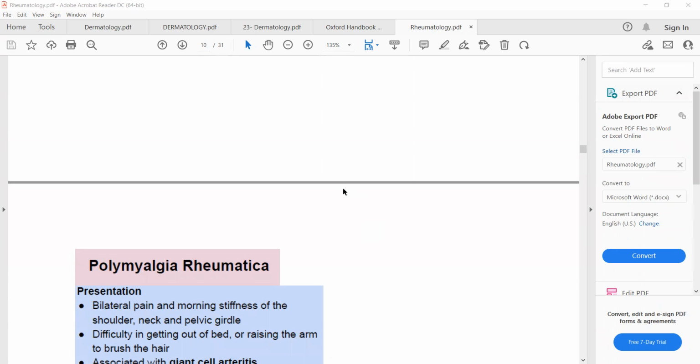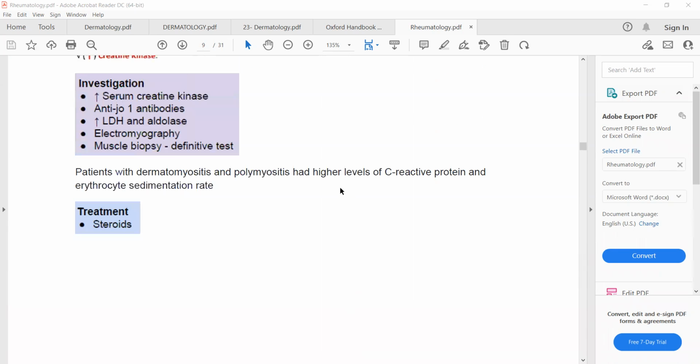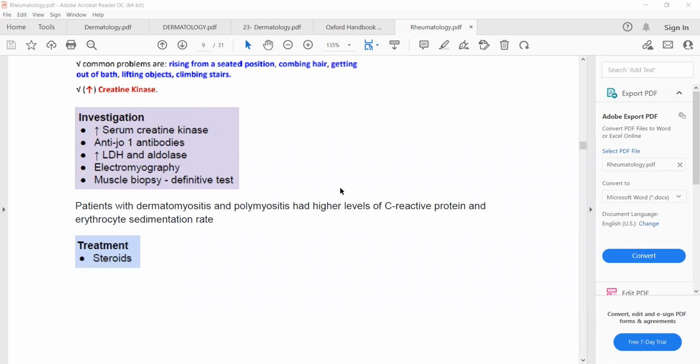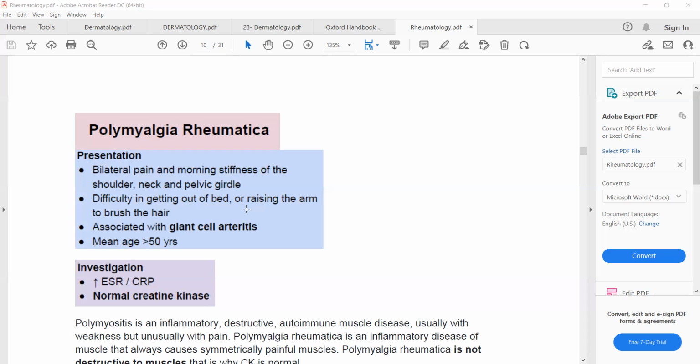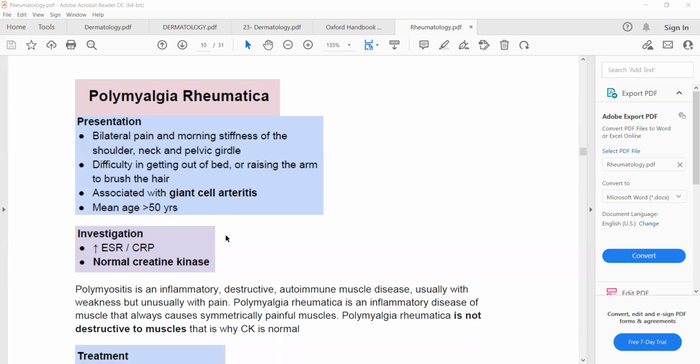In polymyositis, there's destruction of the skeletal muscles. So that's why creatine kinase is raised in polymyositis. While in polymyalgia rheumatica, there's no destruction of the skeletal muscles. So that's why creatine kinase is normal.